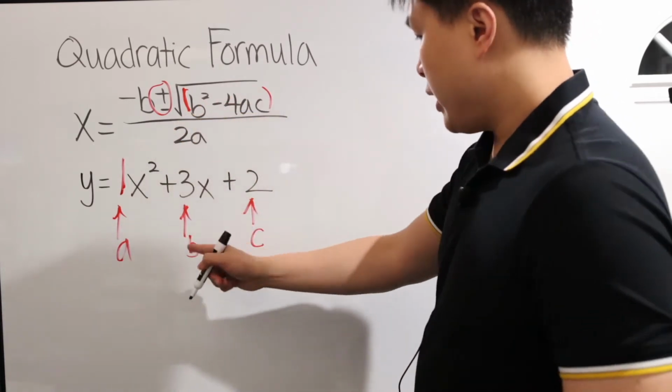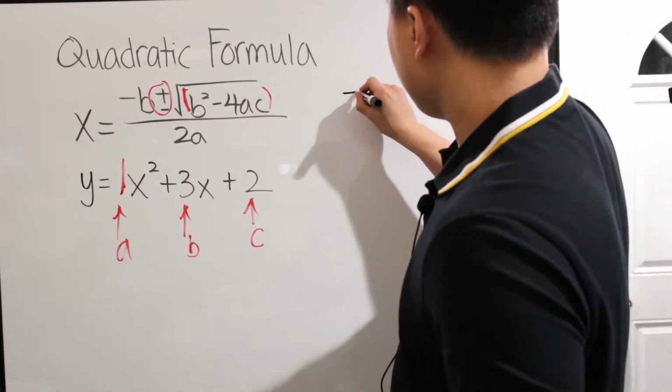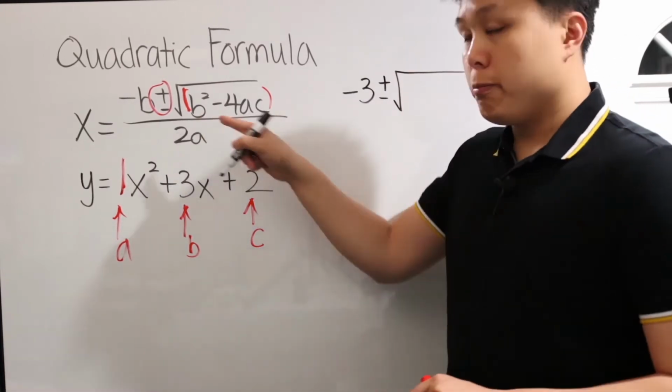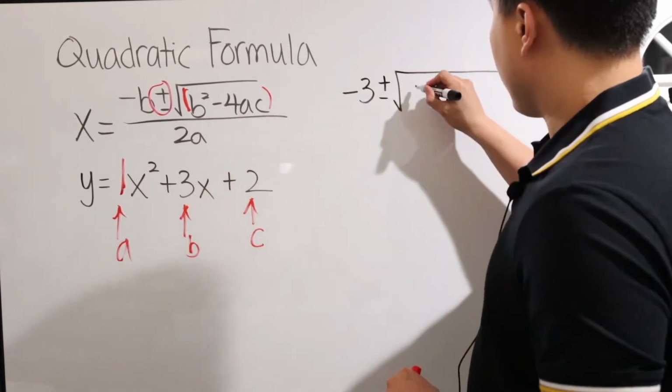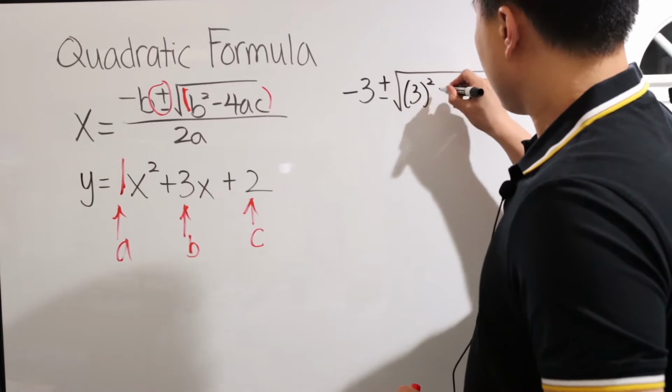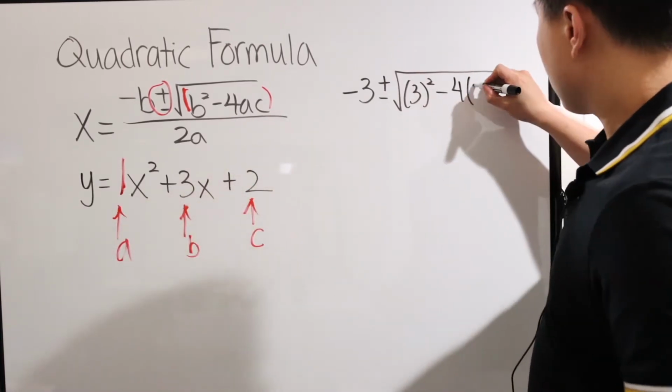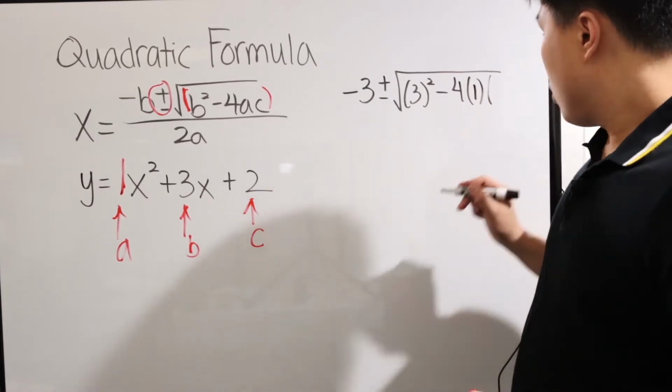Okay, now we can plug it into the quadratic formula. So, negative b, this is our b, so it's going to be negative 3 plus or minus the square root of b squared, so it's going to be 3 squared minus 4 times a, which is our invisible 1, so it's going to be 1, and c, which is our 2.